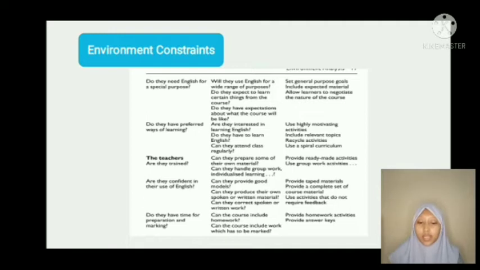Another example is, are they confident in their use of English? Can they provide good models? If yes, they will provide taped materials. And can they produce their own spoken or written material? The effect will be to provide a complete set of course material. The last example is, do they have time for preparation and marking? For example, can the course include homework? If yes, they will provide homework activities.